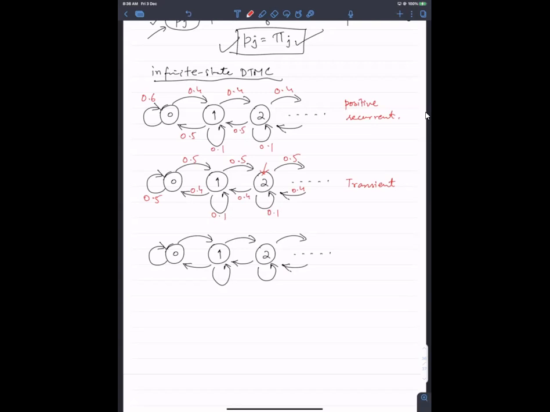So हमने define भी किया था कि recurrent states होती हैं और transient states होती हैं. Transient states are the ones which are visited a limited number of times, after which they are never visited. And recurrent states are the ones which are visited indefinitely. You have infinite visits to the recurrent states, and you have a finite number of visits, less than infinite, to the transient states.